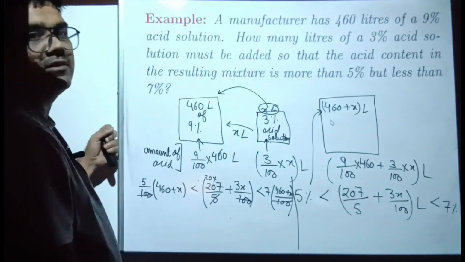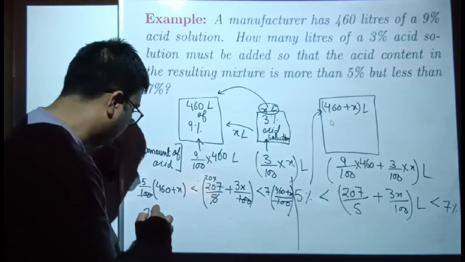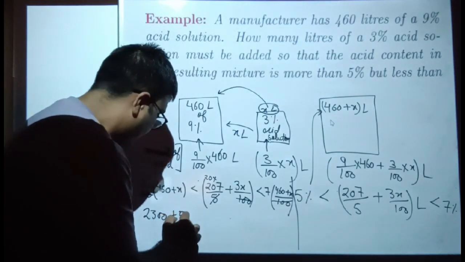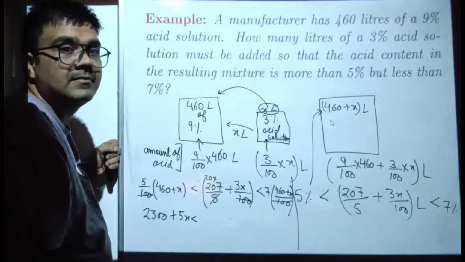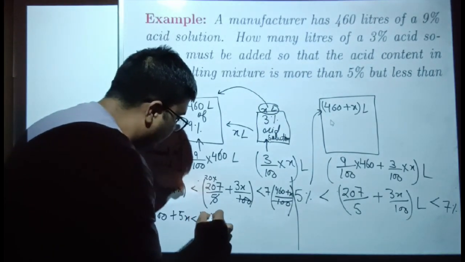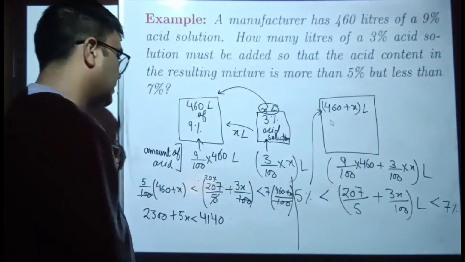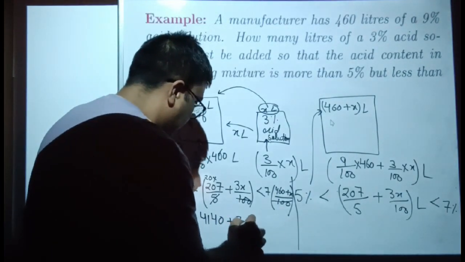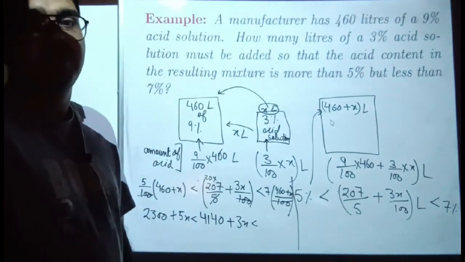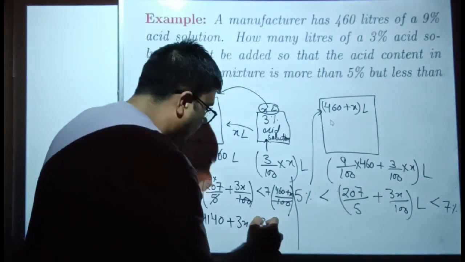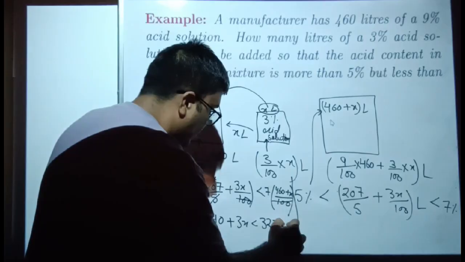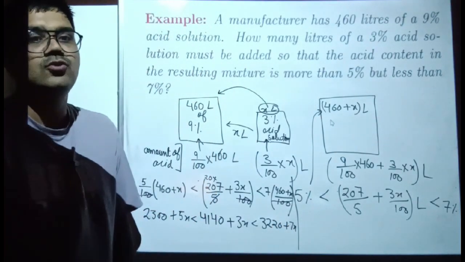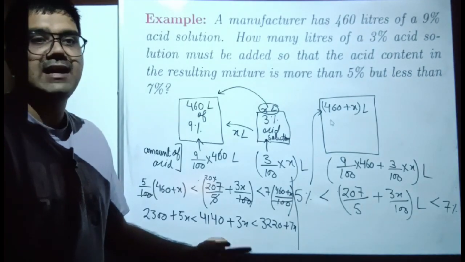And we will have two inequalities over here. One is 2300 plus 5x is less than, next value we will have it is 4140 plus 3x is less than 3220 plus 7x. So these are two simultaneous inequalities that we will have.